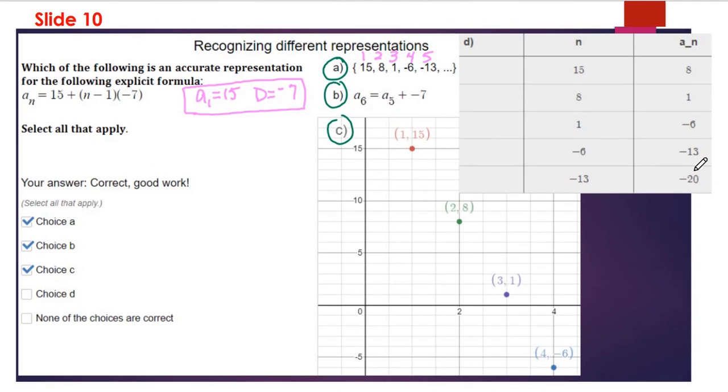Slide number 10. As you're looking right here, you're going to look at recognizing different representations. Which of the following is an accurate representation for this explicit formula? The first term right here is 15, and the common difference is a negative 7. So I look over here and I see, yes, the first term is 15. So I can add a negative 7 to each one of these, and I should get the same terms of the sequence as you can see right here.